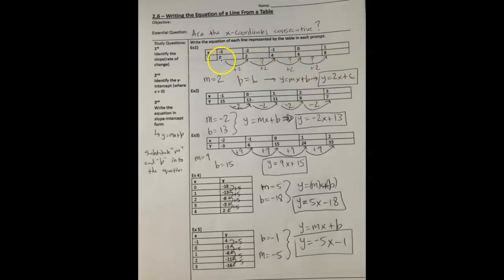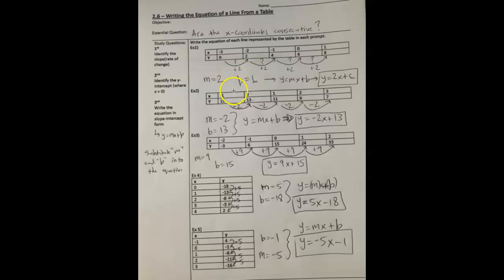So in this first one, the slope or the rate of change is a +2 because 0 + 2 is 2, 2 + 2 is 4, 4 + 2 is 6, 6 + 2 is 8. And so the +2 is a consistent change, and that is our rate of change, aka our slope, 2. Remember, we call that m because it tells us how a line moves.